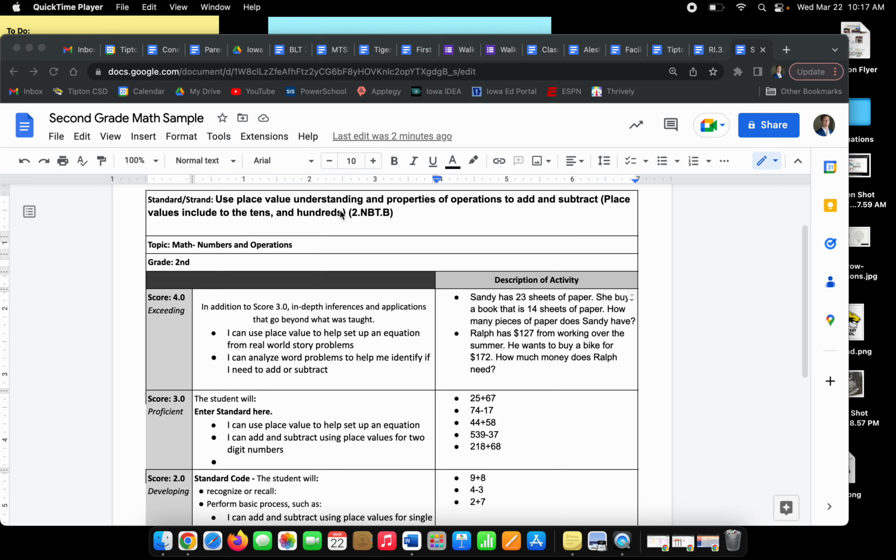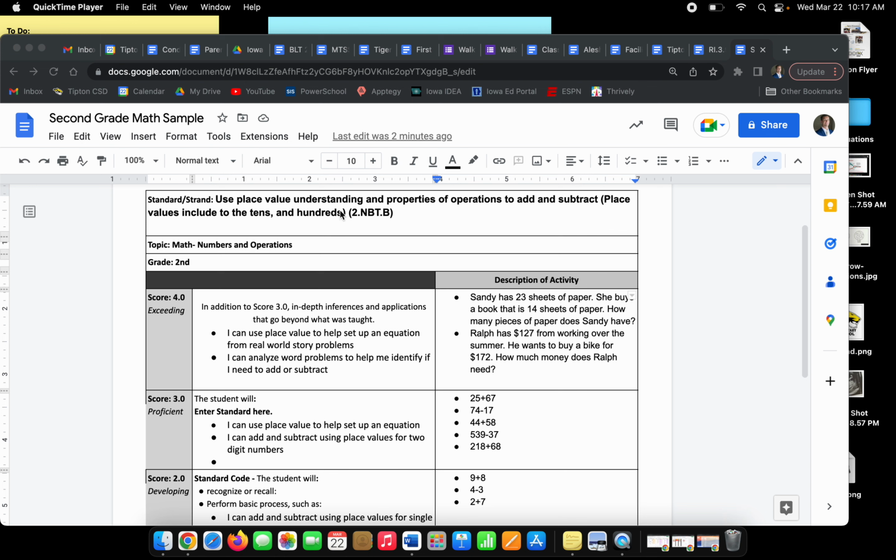One of the things that we did with this standard was we created our I can statements here. I can use place values to set up an equation. I can add and subtract using place values for two-digit numbers. You could also have one in here for I can add and subtract using place values for three-digit numbers.